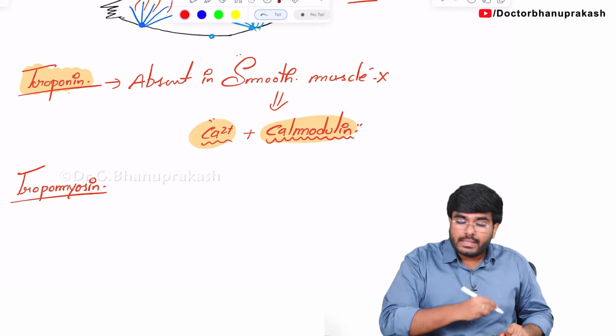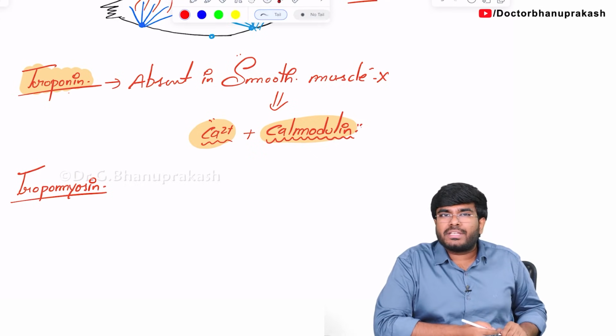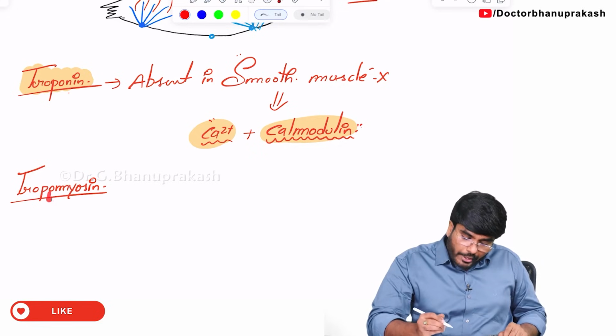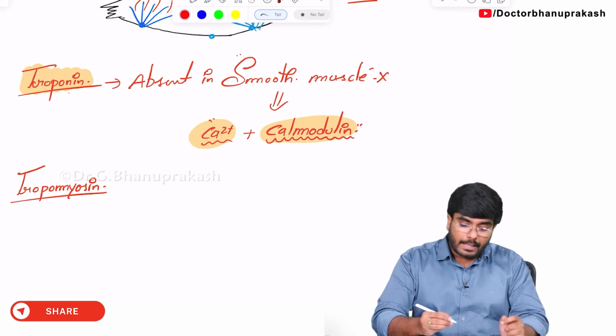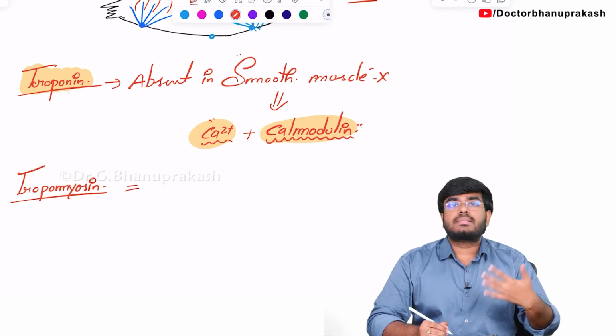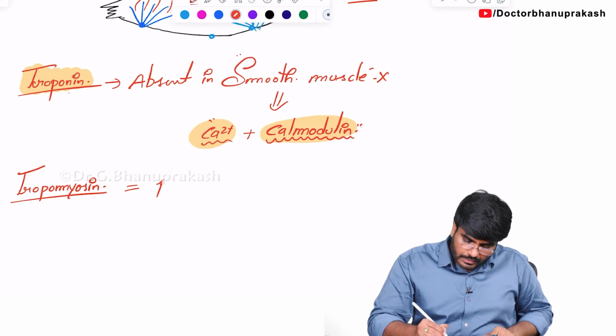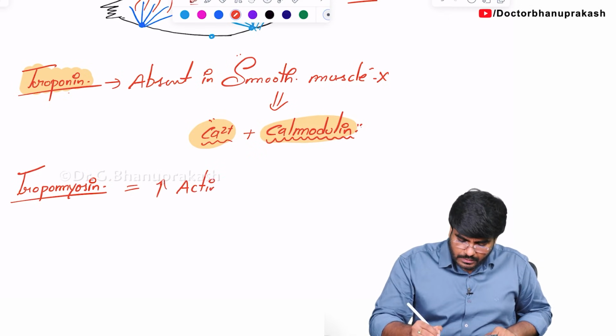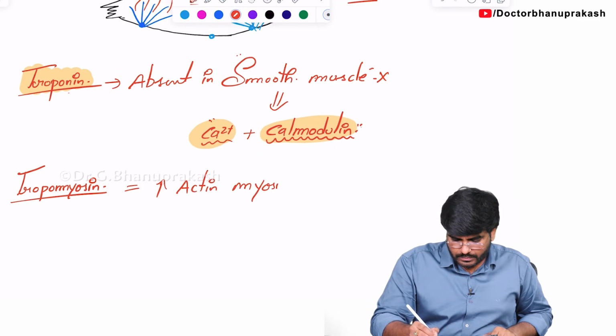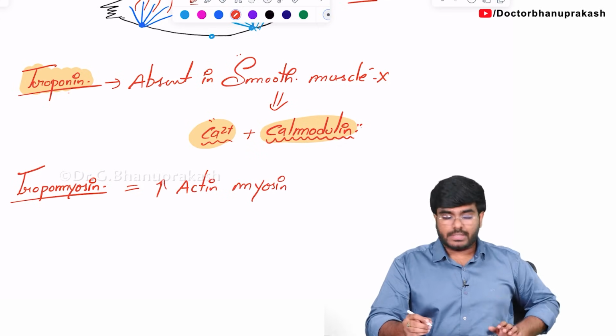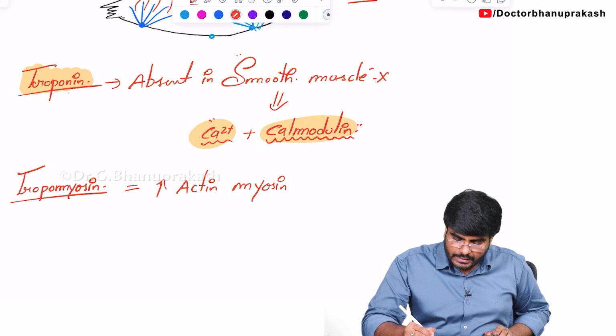But wait, something paradoxical here, something unusual. Tropomyosin, is it present? Yes, it is present, but it enhances, it increases the actin myosin binding. Means the role is exactly opposite.